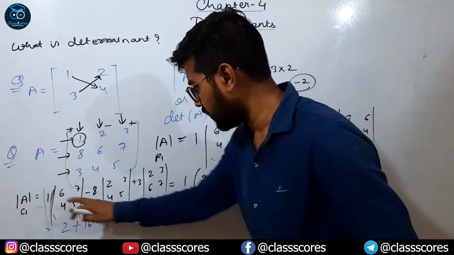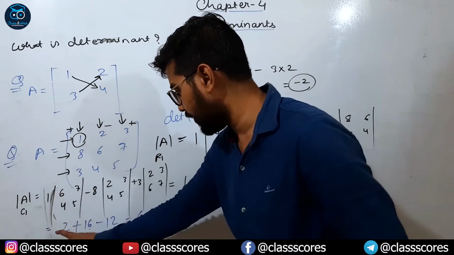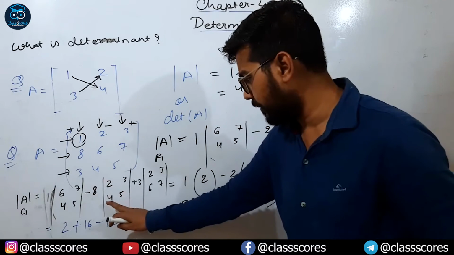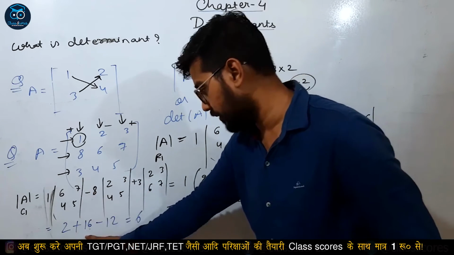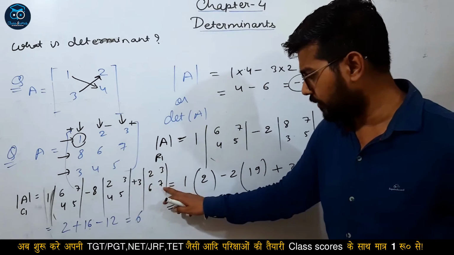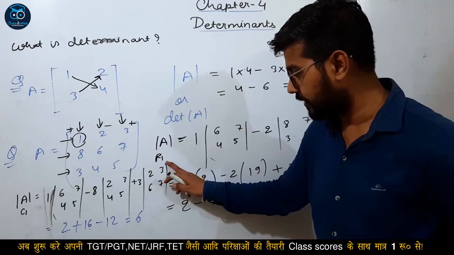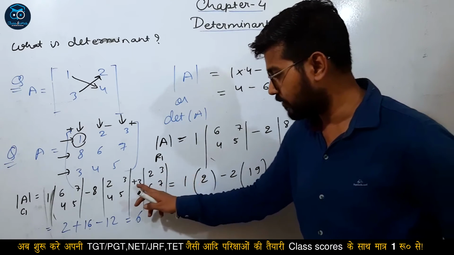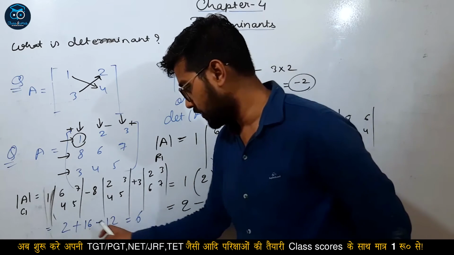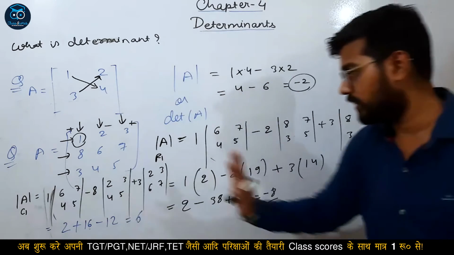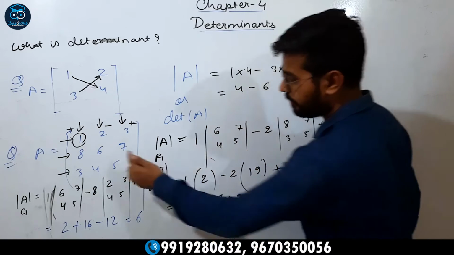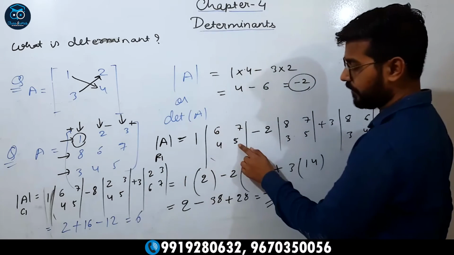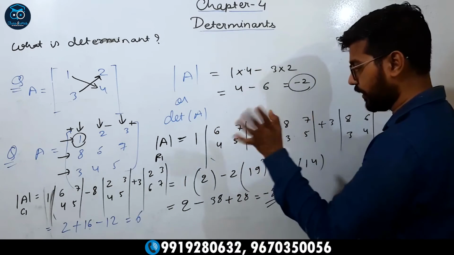2 5s are 10, 6 5s are 30, 30 minus 28, 2. 2 5s are 10, minus 4 3s are 12, that is minus 2. Minus 2 into minus 8, minus 16. 2 7s are 14, 14 minus 18, that is minus 4. Minus 4 into 3, minus 12. 16 minus 12, 4, 4 plus 2, 6. Means here we are right. Now we can check once again here. 6 5s are 30, 30 minus 28, that is 2, it is clear.